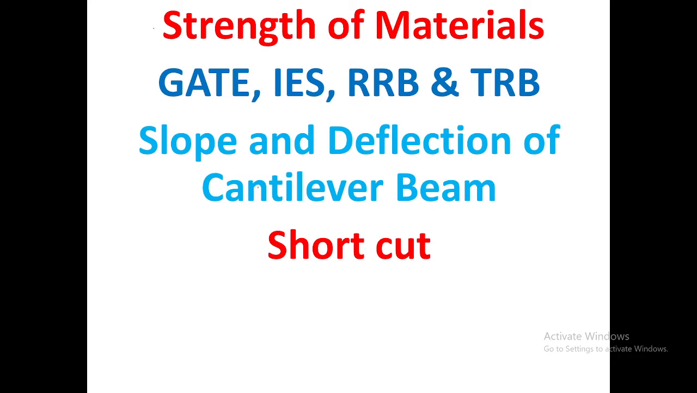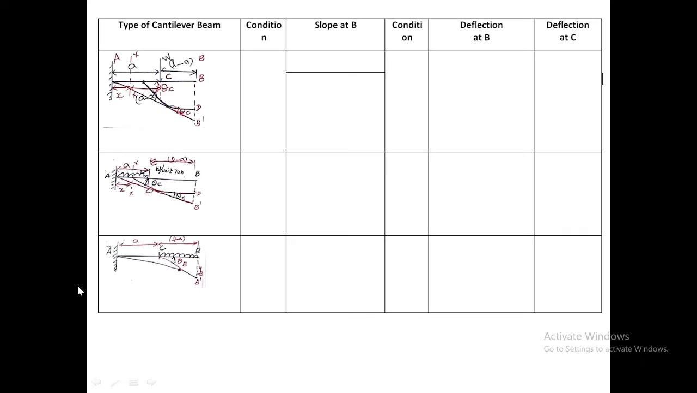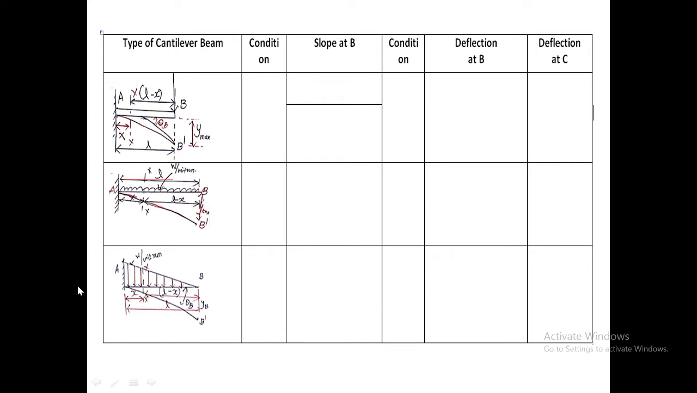Cantilever beam shortcuts. The first one is a cantilever beam with a free end load. So here put 1 by 2, 1 by 3, 1 by 4.